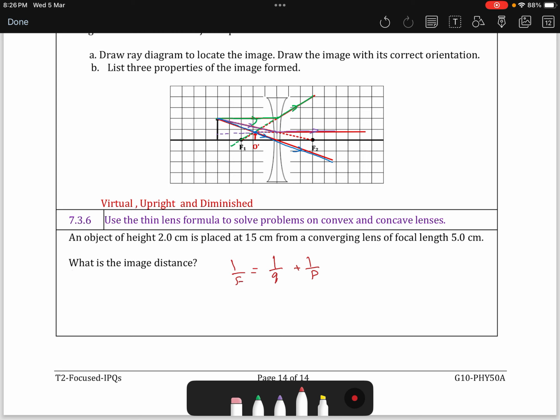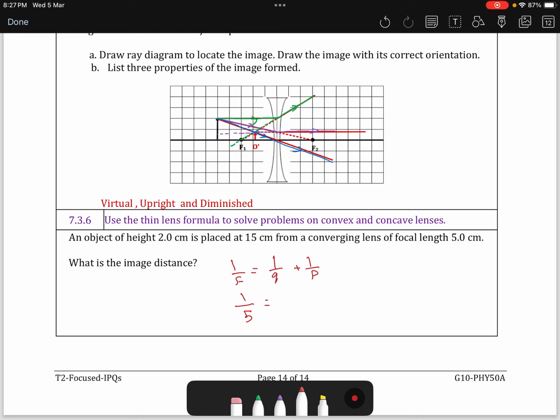b is the distance between the mirror and the object, and q is the distance between the mirror and the image. Of course, f is the focal length. Now, the focal length is 5 centimeter, but here, since it's a converging lens, we take it positive, 5 positive. If it's a diverging lens or concave, we will take the focal length as negative. Be careful with this point.